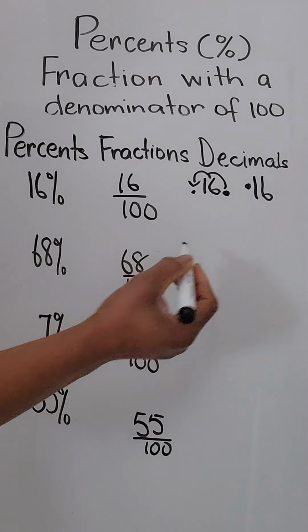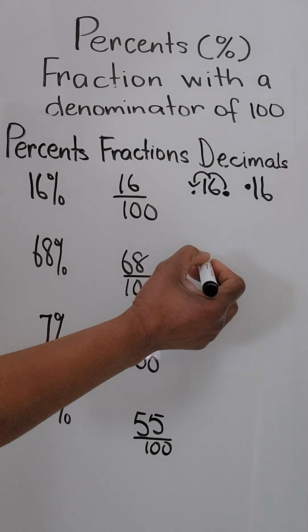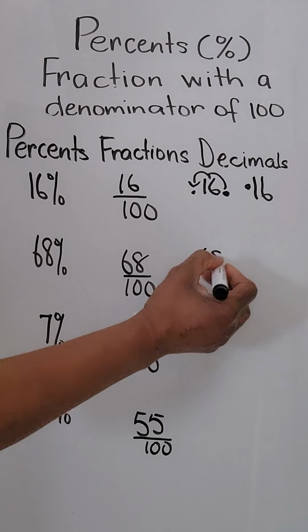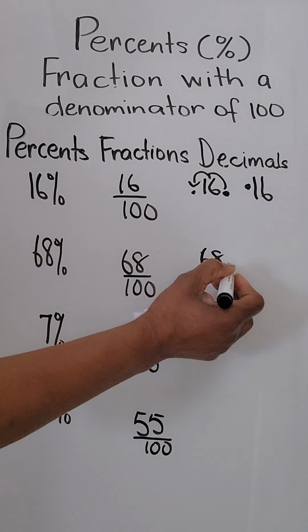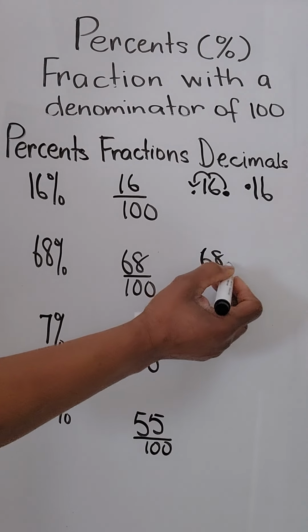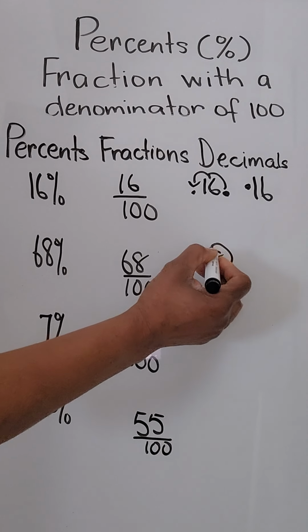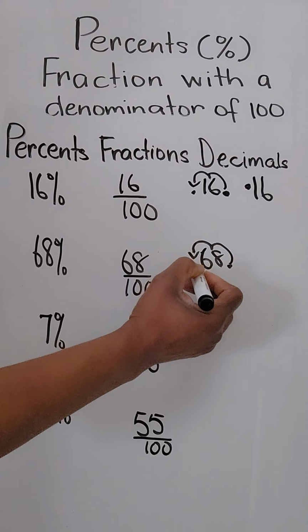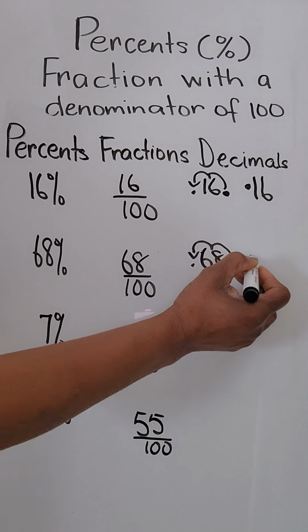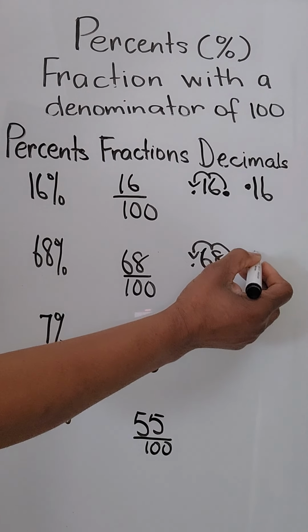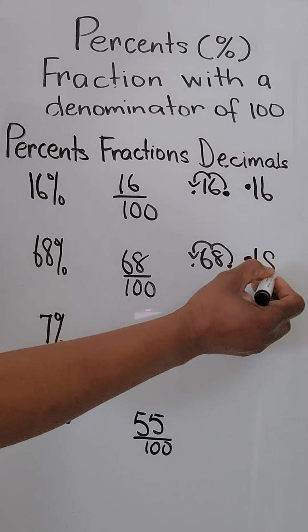68 over 100. 68. Remove the fraction bar, put a point, divide by 100. That means 2 places to the left. 0.68.